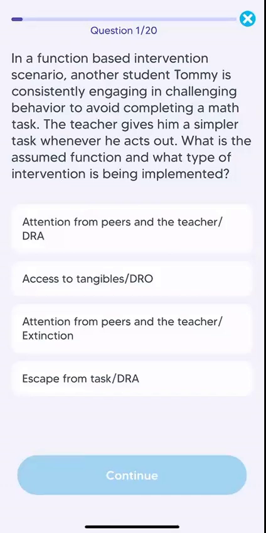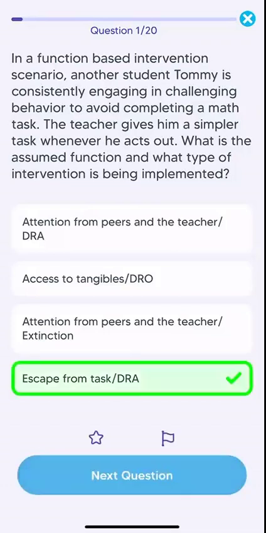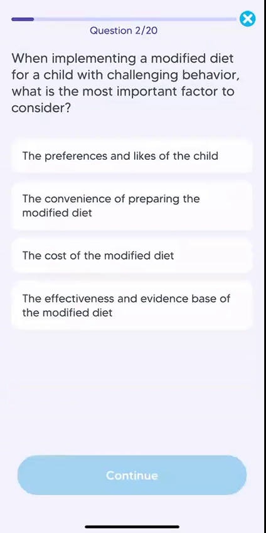Okay, what is the assumed function and what is the type of intervention? He escaped, I think. He avoids. Oh, yes, this is escape from the task. Yeah. Okay. Correct.